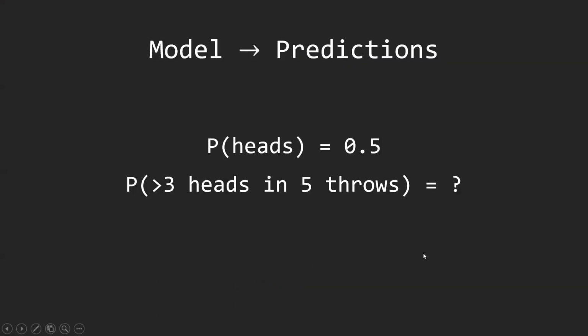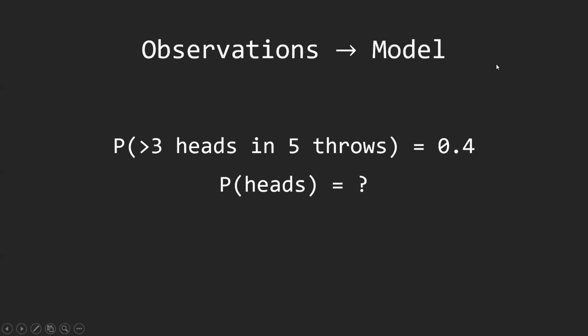But we can also go the other way around. Let's say someone gives you a coin, and you throw it several times. If you throw 5 coins, then you see that on average, more than 3 heads turn up 0.4 or 40% of the time. So by doing that, you know that the probability of more than 3 heads turning up in 5 throws is 0.4, and your question might be, is it a fair coin? Maybe the probabilities have been skewed a bit.